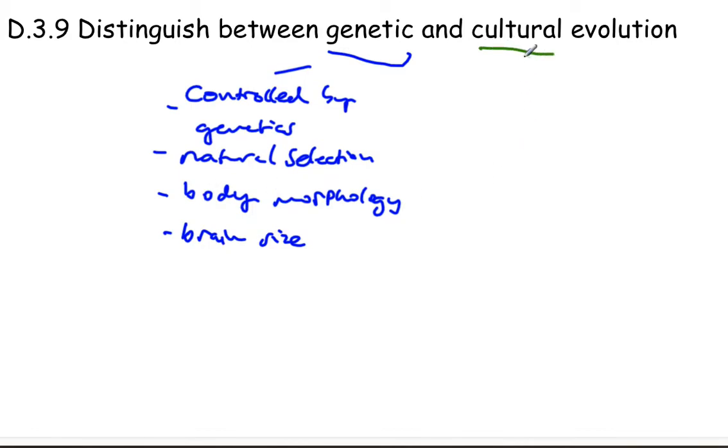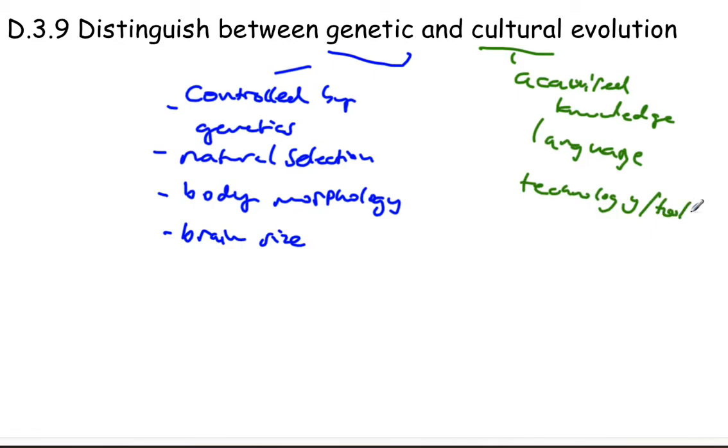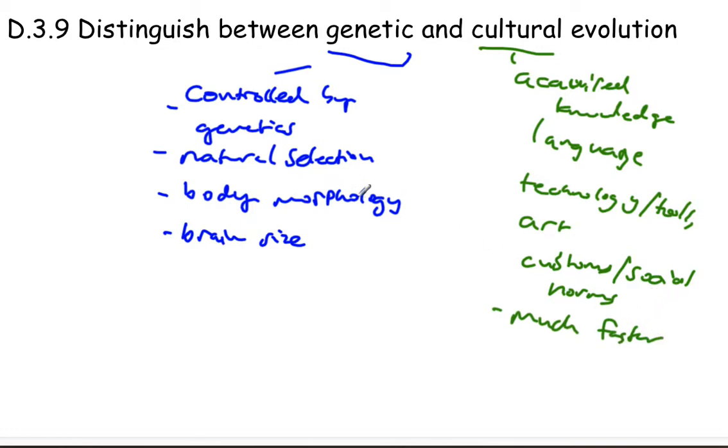Cultural evolution is a little bit different. Cultural evolution deals with acquired knowledge, and basically just the knowledge that is built up within a particular culture, in this case the culture of hominids and humans. Examples of these are language, technology and tools, art and medicine and things like that, and also just customs and social norms, which can be passed on. And so these are a little bit different than genetic evolution, obviously. Cultural evolution can be much faster. This can occur within a single generation, whereas genetic evolution and natural selection can take long generations and long periods of time for this to occur.